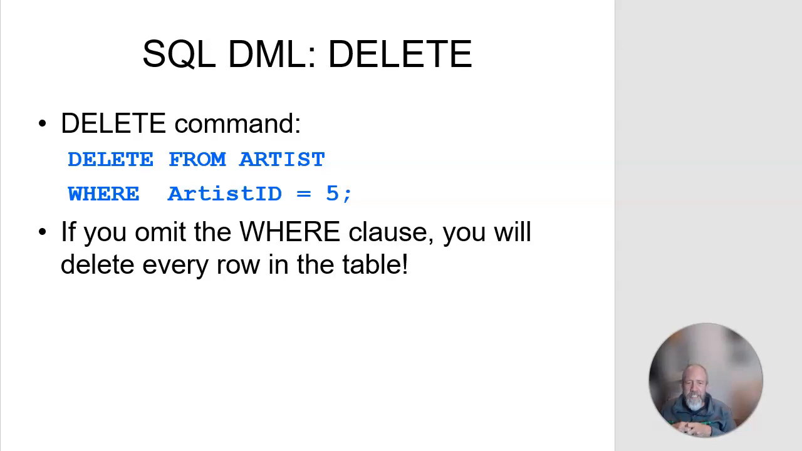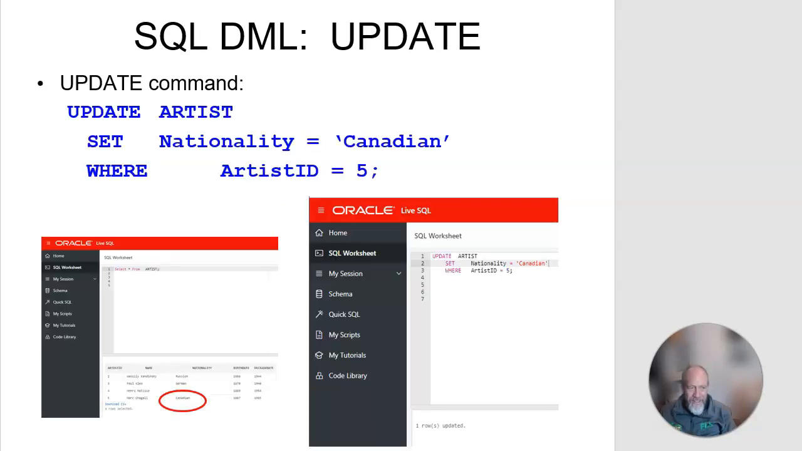Delete from artist where artist ID equals 5. Well, guess what happens if you leave that artist ID equals 5 off? Everybody's gone. You just deleted them all. Yeah. Okay. That one you definitely don't want to mess up. But I can tell you, it's just as dangerous to mess up on the update. Get your where clauses correct.